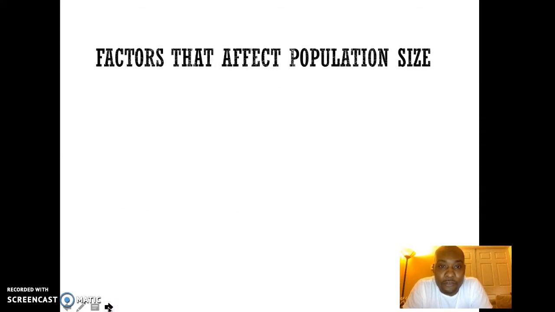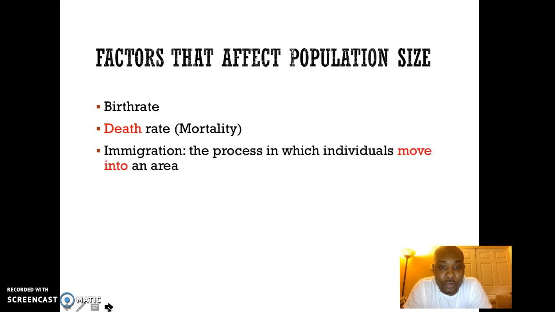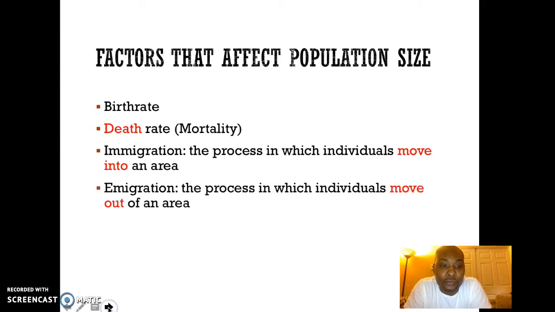Now, there are also some factors that affect the population size. Some of these factors include the birth rate, the death rate, also known as the mortality, immigration, which refers to the process in which individuals move into an area, and emigration, which refers to the process in which individuals move out of an area. Okay, so make sure you understand the distinction between immigration and emigration. Once again, immigration meaning to move into an area, and emigration meaning moving out of an area.